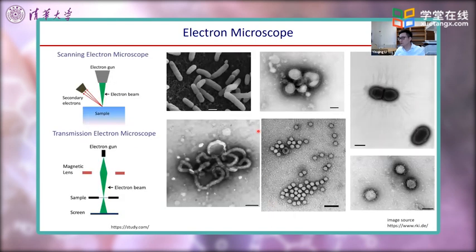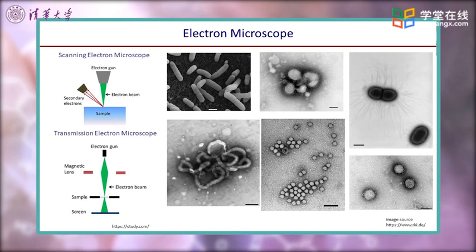There are two modes of electron microscopes that are commonly used to visualize viruses. The first one is called the scanning electron microscope. It works in the way that we normally see things: we have light shining on an object, reflected back to our eyes. Here, in a very similar principle, an electron beam shines onto the sample, and the reflected electrons get collected by electron detectors, so we can image the features of these biological samples.